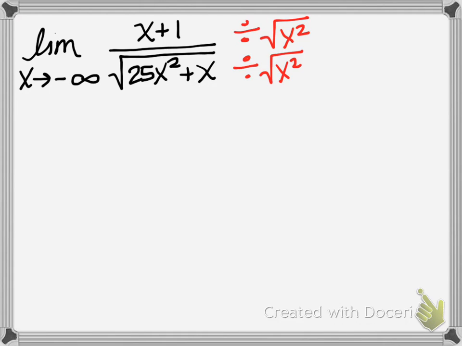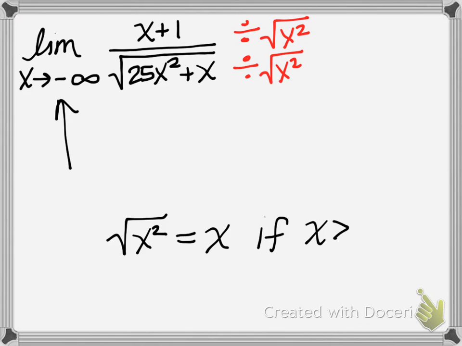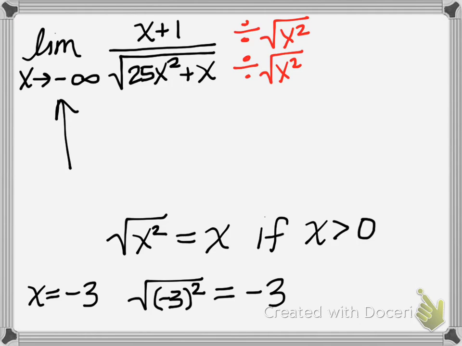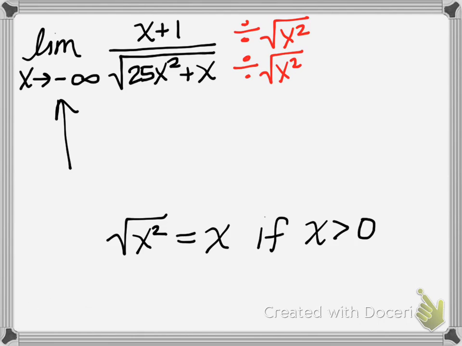But we have to consider the difference now that x is approaching negative infinity. So previously, on the last example, when we simplified the square root of x squared, we said that that was equal to x. But that's technically only true if x is a positive number, if x is greater than 0. Because notice, let's just say if x were equal to -3, and we were taking the square root of -3 squared, it would be wrong to say that our answer was -3. That is not a true statement. The correct answer is +3. So we have to be very careful when x is a negative number.